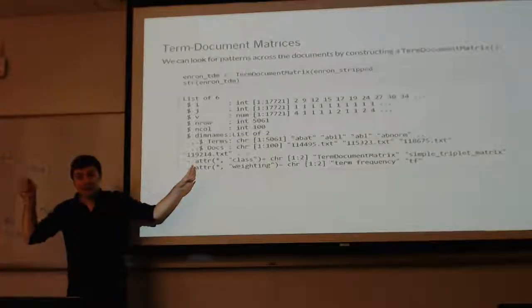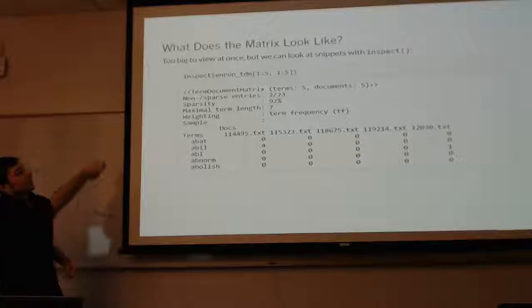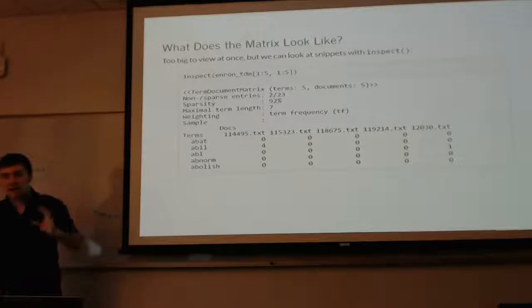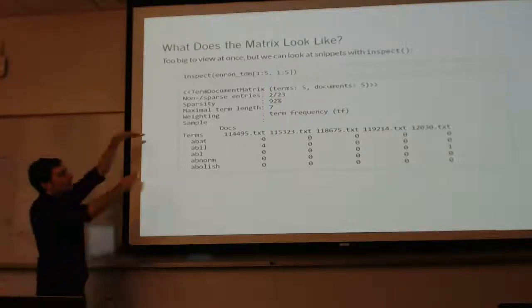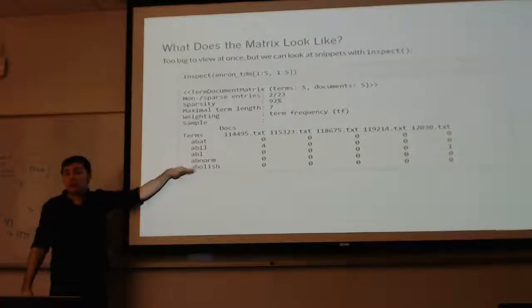But if we subset this thing, we can see what this actually is and how it's useful. We can use the function inspect on that term document matrix, and I'm just going to look at the first 1 to 5 rows and columns of this particular thing. Now we see something interesting. So our rows here are the individual stem terms that might occur in a document.